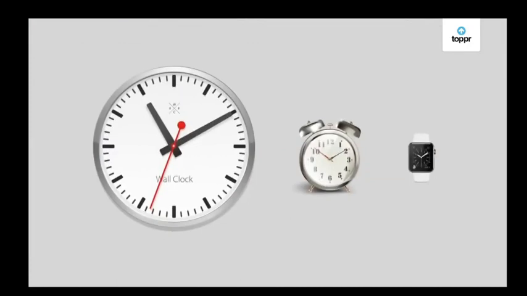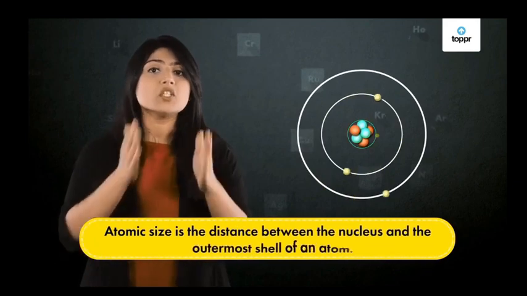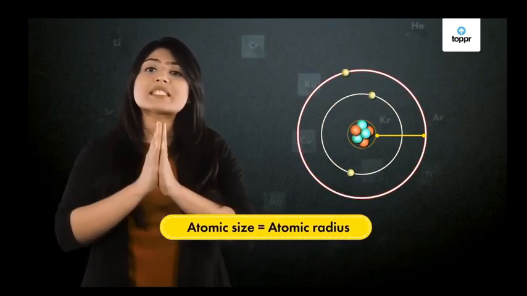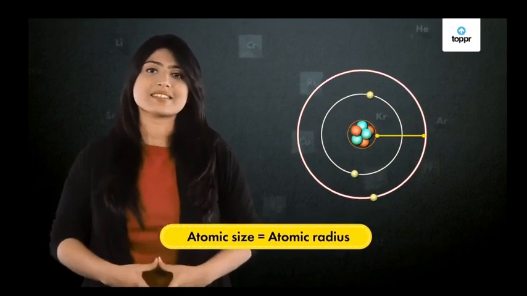Okay, before we go to the next parameter, check this out. We have 3 different timepieces in front of us. Certainly, each of them tells us the time, but what is different amongst them? Of course, it's the size. That's exactly what happens with the atoms. Different atoms have different sizes. Atomic size is the distance between the nucleus and the outermost shell of an atom. As an atom is spherical, atomic size precisely tells us its radius.